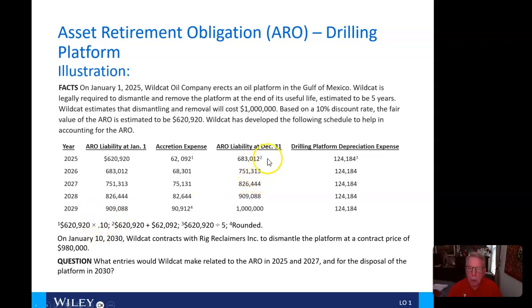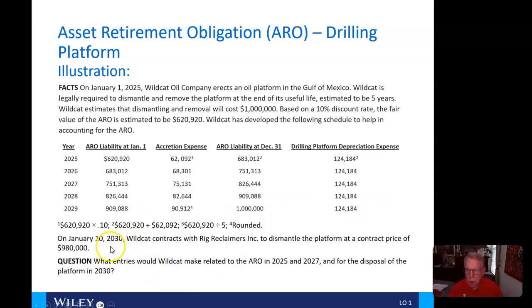So we're going to start with $683,000 here. And we get that by taking 10% of the $620,920, times 10%, and we add that little beauty on top of the $620,920 to get $683,012. And we go through that effective interest rate calculation, as you know how to do by now, to get the remaining numbers.